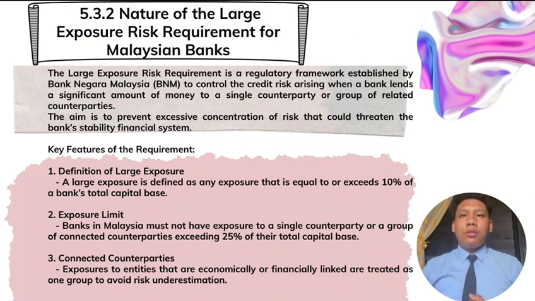The large exposure is defined as any exposure that is equal to or exceeds 10% of the bank total capital base. Second, we have the exposure limit, where banks in Malaysia must not have an exposure to a single counterparty or a group of connected counterparties exceeding 25% of their total capital base. And lastly is the connected counterparty, where exposure to entities that are economically and financially linked is treated as one group to avoid risk underestimation. So that's all about the large exposure risk requirement in Malaysia.